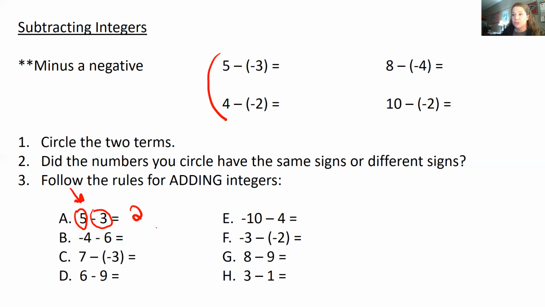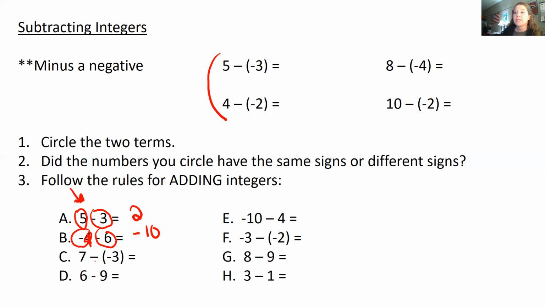5 minus 3 is 2. All right, letter B. First thing we're gonna do is think of these as two different terms. We have a -4 and a -6. Did we circle two numbers that have same signs or different signs? Same signs, so we're going to add them. Same signs, add and keep. So we get 10, and then you keep that sign, and you get -10.